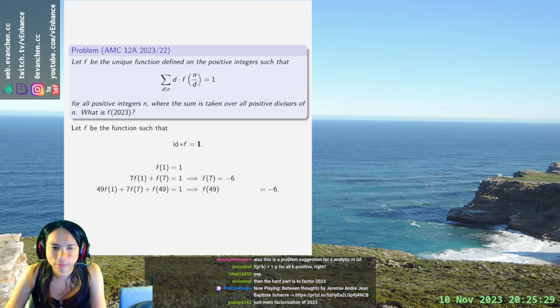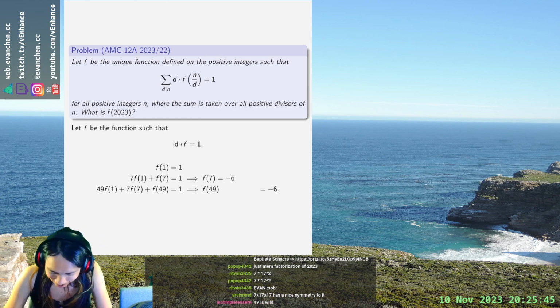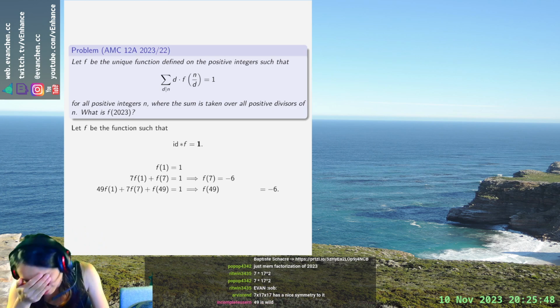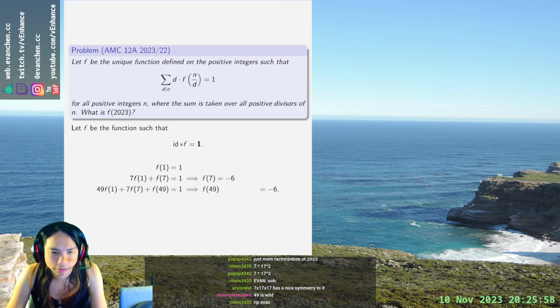Wait, how do you factor 2023? It's like 49 times what's the other one? 2023 is 7 squared times... Wait, no, I'm stupid. I'm sorry. I was like, I don't think 289. Yeah, okay, 17 squared. My bad. Anyways, so f of 17 is going to be equal to minus 16. So f of 289 is like, also minus 16, I think?